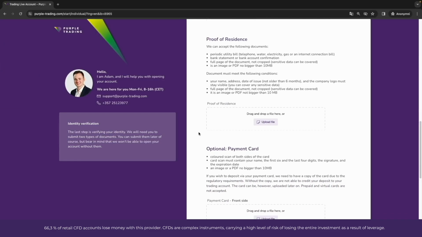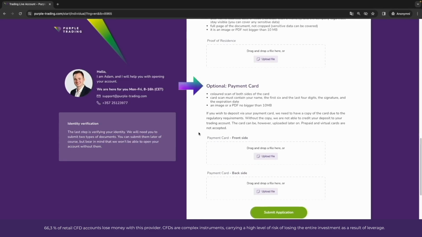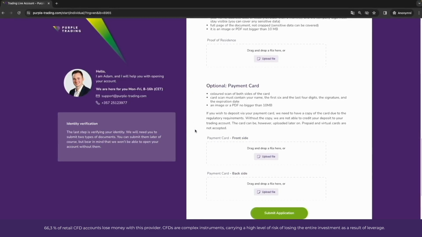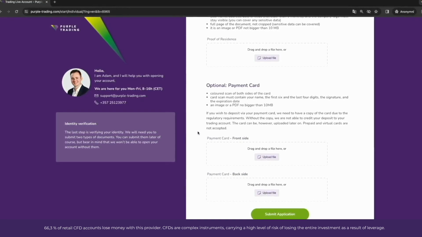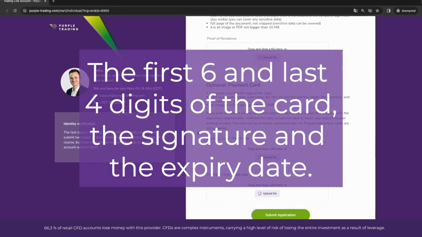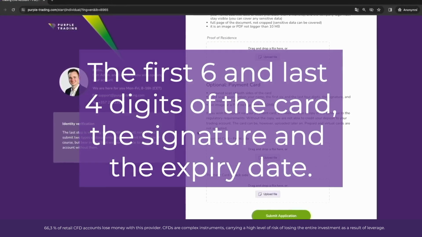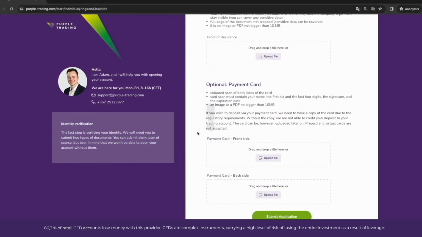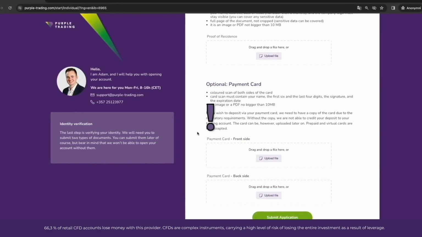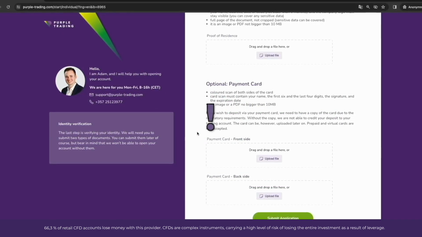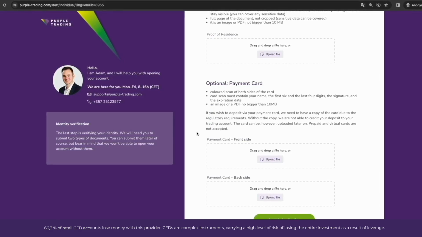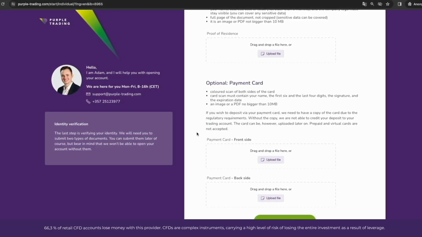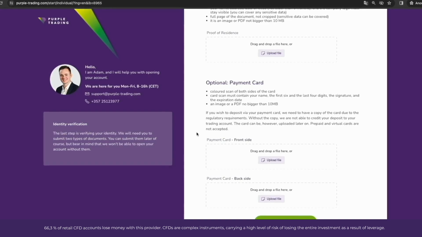Optionally, you can upload a double-sided copy of your credit card when registering, especially if you plan to deposit funds in this way. Again, it's important that all the details are clear and legible, and it's sufficient to show the first 6 and last 4 digits of the card, the signature and the expiry date. At the same time, please cover or electronically erase the CVV code before submitting. The format can again be PDF or image. I would also like to mention that we do not accept prepaid and virtual cards or crypto cards.